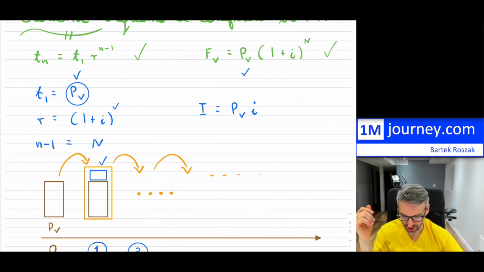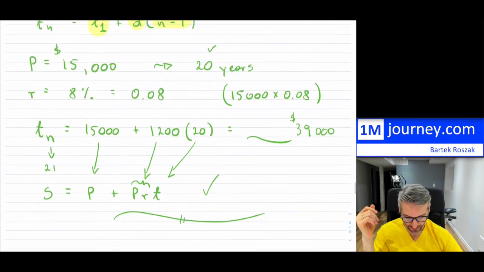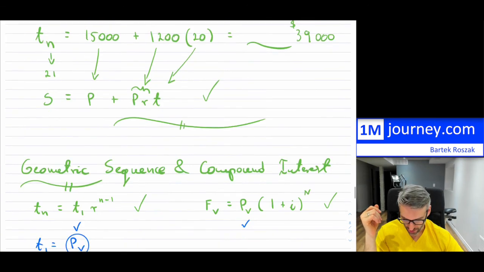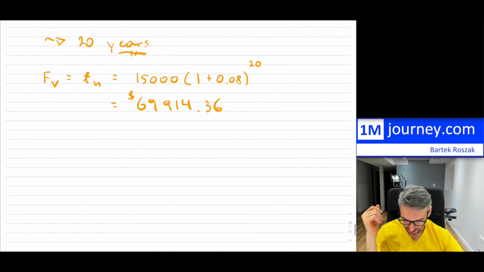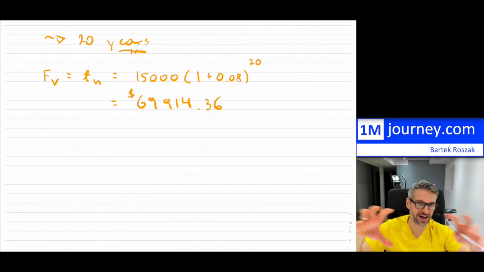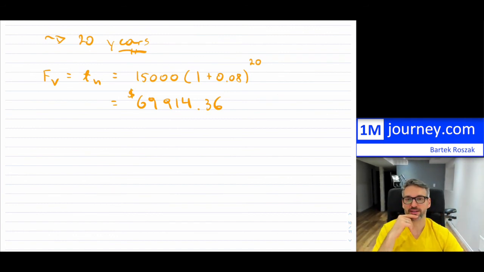Now, if you just want to know what the answers were, I did write them right here. It was 39,000 for the simple interest question, and then it was 69,914 and 36 cents for the compound interest. But I do the explanations and the whole derivation and tie them together on those links.